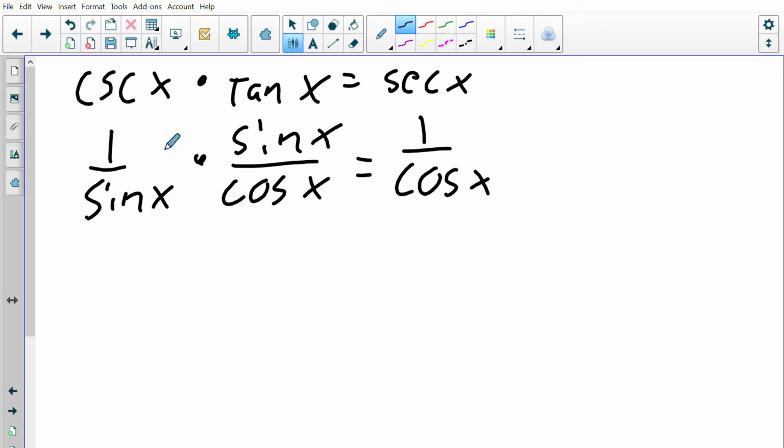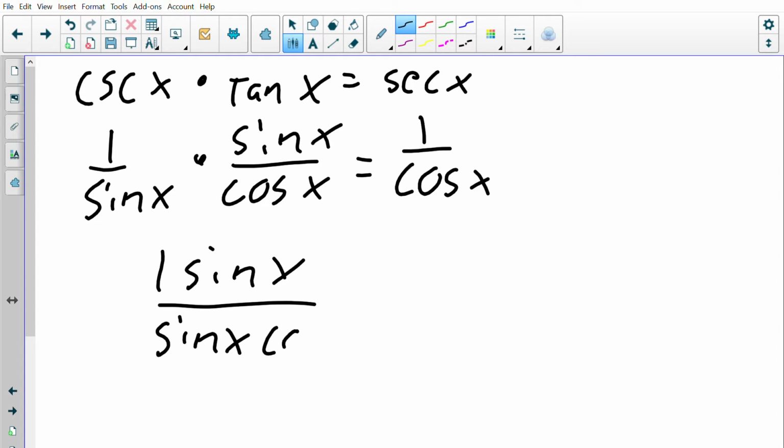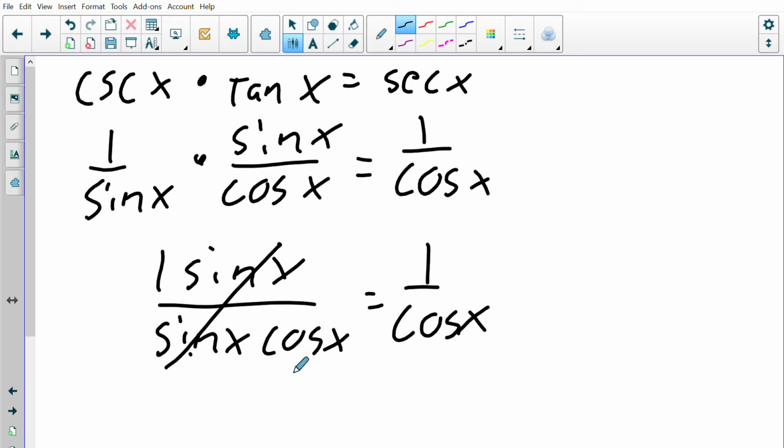So now I'm going to multiply 1 times sine, and then sine times cosine. I have a sine on top, sine on the bottom. Those cancel. I'm left with 1 over cosine of x is equal to 1 over cosine of x. So that's equal to each other, so we say true.